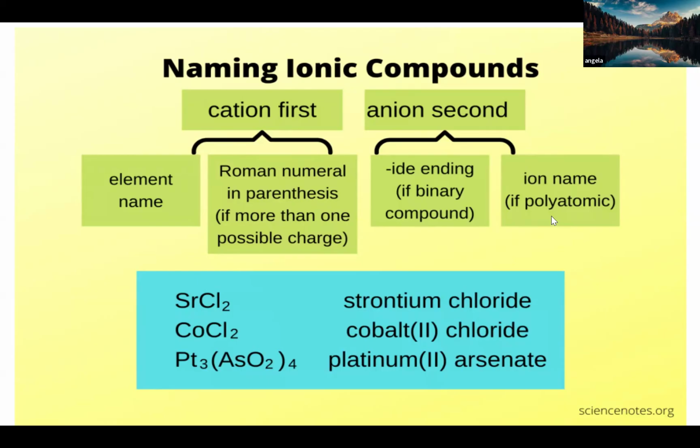If it's a polyatomic, which remember polyatomic means more than two, then you're going to use the ion name. So like this one, AsO2 is arsenate. So these are kind of tricky. What they say is you actually just have to memorize, or you can use a cheat sheet. I'll show you in a little bit, but I found a cheat sheet that you can use, and we'll use that for future balancing and knowing the names of the polyatomics. So, okay, let me see this.